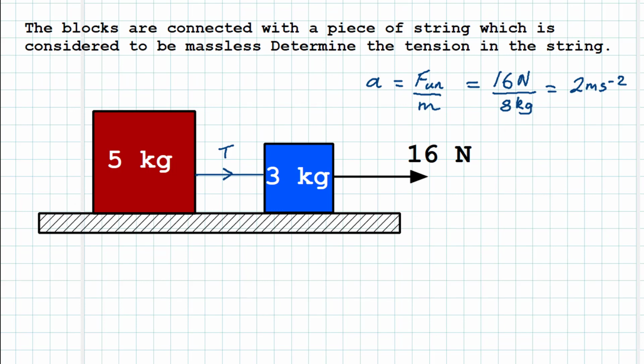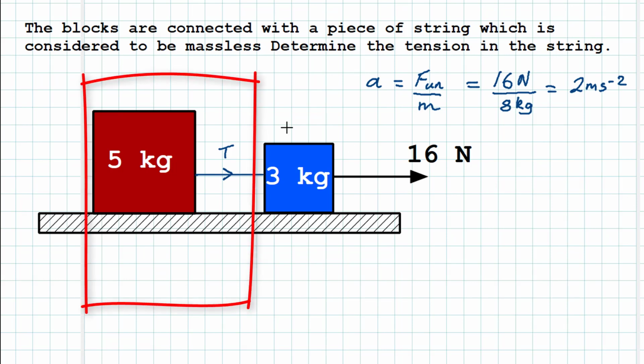Now, to do that, we have to isolate the 5 kilogram block. We know that the 3 kilogram block is going to be accelerating at 2 meters per second every second, and so is the 5 kilogram block. So we isolate the 5 kilogram block, and we know that it's going to experience an acceleration of 2 meters per second every second. And this must be because of the tension in the string.